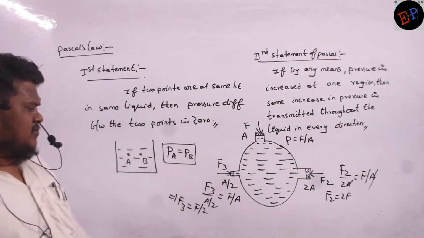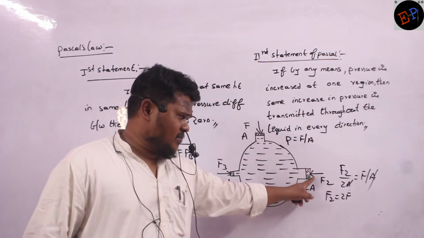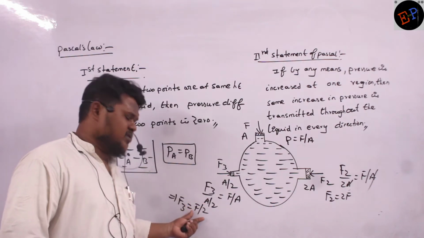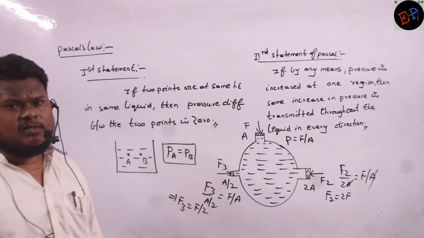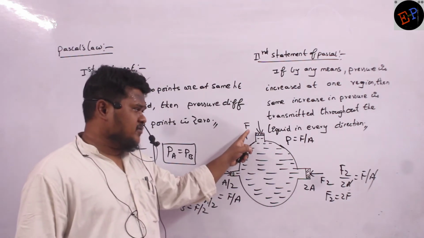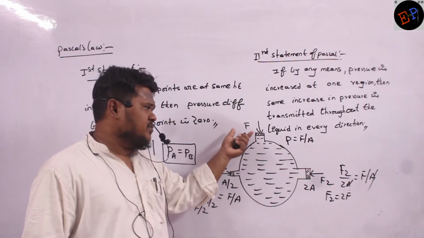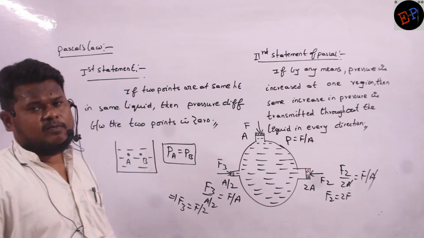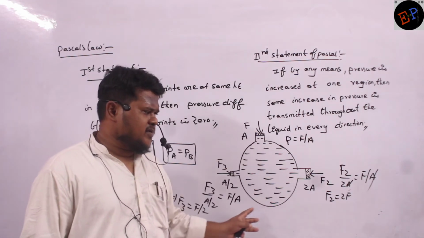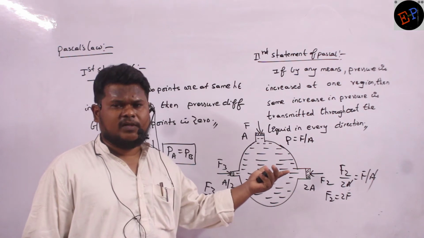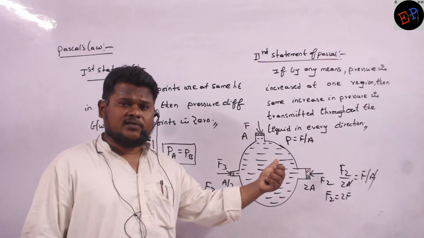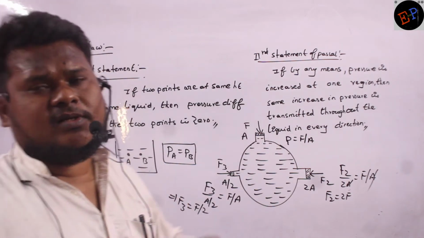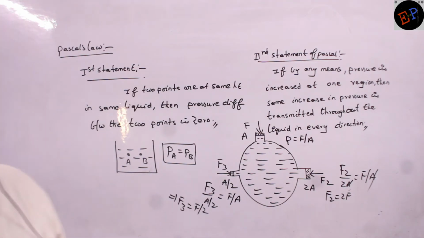So a force of 2F should be applied on this piston so that the piston does not move. Similarly, on the third piston, I have to apply a force of F by 2 so that this piston does not move. Are you able to understand? But what was the force we were applying on the first piston? On the first piston, we were applying just a force of F. But here I have to apply 2F and here F by 2. So why are we getting different forces? Because surface areas are different. Though the increase in pressure is the same, the surface areas are different, so the forces will also be different. So these are the two statements of Pascal's law. Make a note.